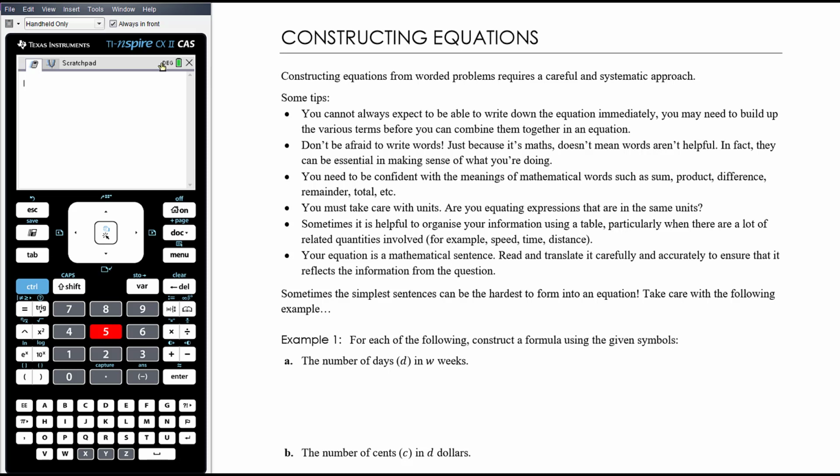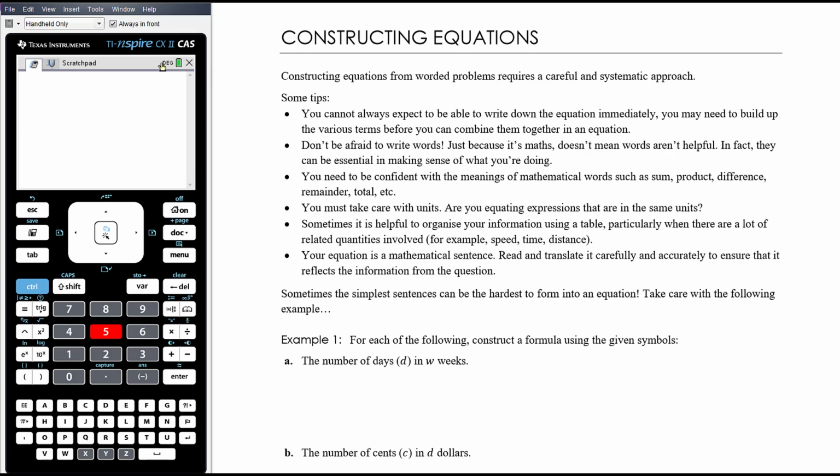You must take care with units. Are you equating expressions that are in the same units? And that's why I think it's important when you define your variable, define what units it's in. Have you inadvertently made that expression in cents and that expression in dollars, and therefore it doesn't make sense to equate them? Or is one in kilometres and one in metres, therefore you can't actually equate them, so you need to think about your units.